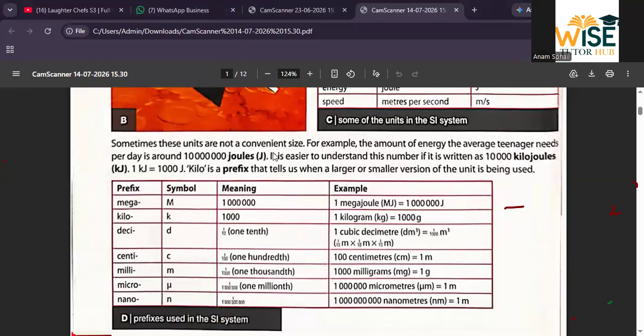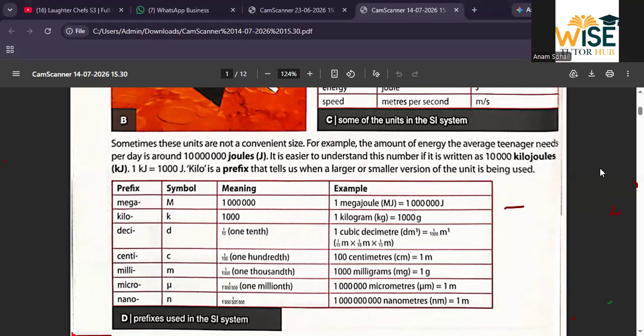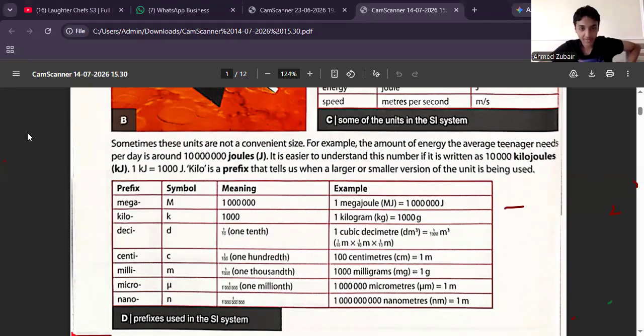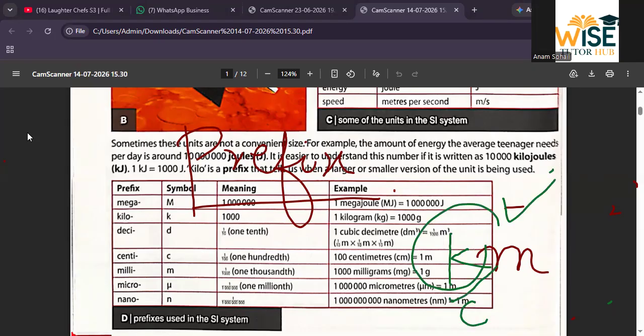Now they're saying sometimes these units are not a convenient size. For example, the amount of energy the average teenager needs per day is around this many joules, right? It is easy to understand the number if it is written in the form of a prefix. What is a prefix? A thing that comes before the word. So when we say meter, if I put kilo before meter, it would be a prefix. If I put centi before meter, it would be a prefix. Each prefix has a standard value that we have to remember.